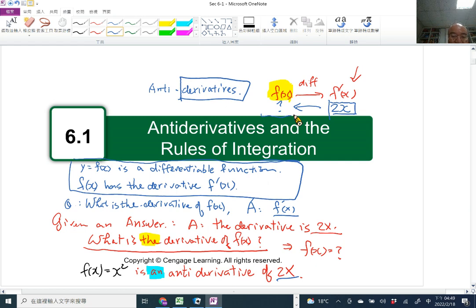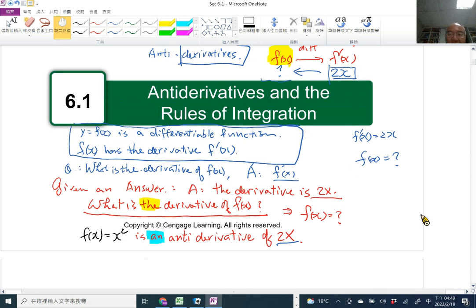Okay. So for instance, if we say the derivative is 2x, the question is, what is f of x? That is, f prime of x is equal to 2x, and what is f of x? So that's the question we are going to answer in the integration technique. And basically that's the idea.